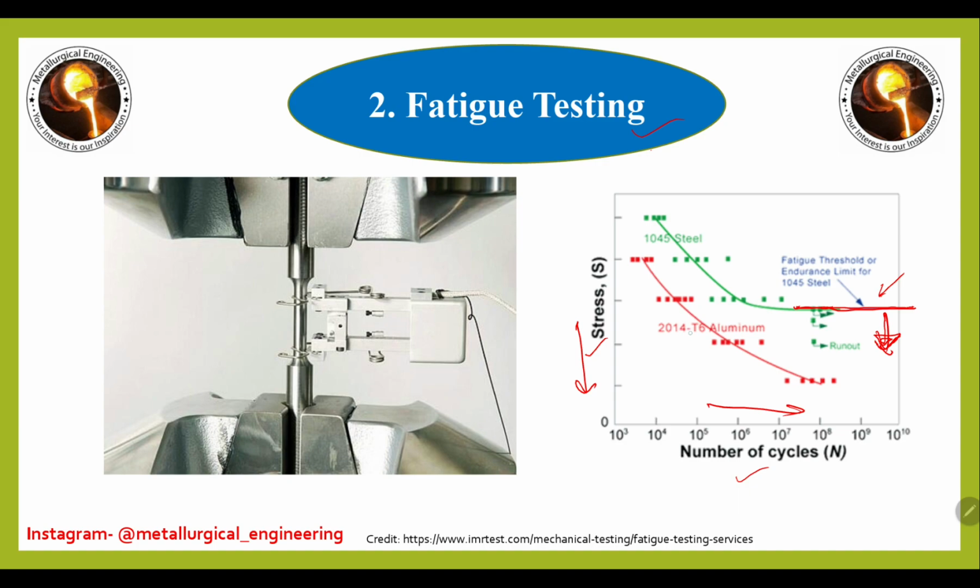But for aluminum alloy we don't have a well defined endurance limit. We don't have a straight line like this. The fatigue curve will go on like this. So here we assume up to 10 raised to power 7, or sometimes 10 raised to power 8. This is called fatigue strength. In aluminum alloys we don't get a well defined endurance limit.